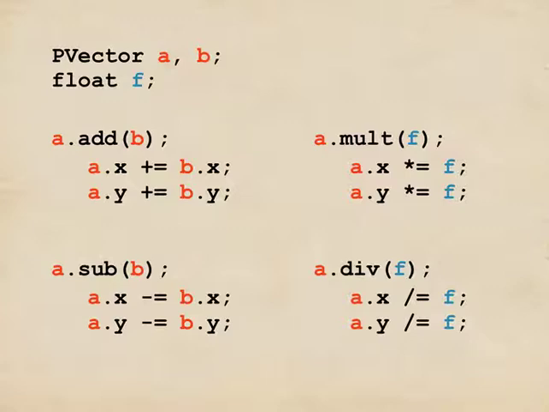Keep in mind that mult has 4 letters, while add, sub, and div have only 3. I really wish mult was just mul, and then everything would be 3 letters, but that's not how it is.